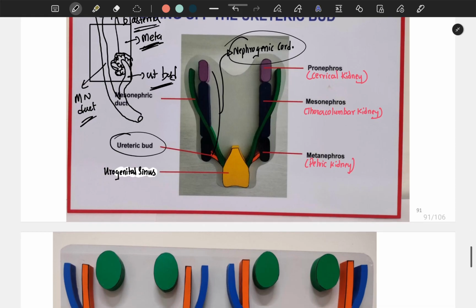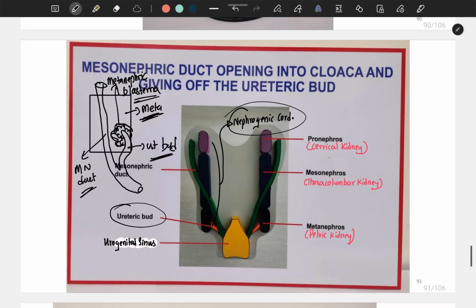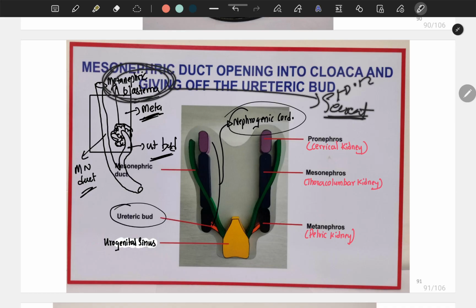Now, the metanephric blastema is the secretory part. The secretory part gives formation of what? Bowman's capsule, PCT, loop of Henle, DCT, all will be derivatives of the metanephric blastema. And it is derived from which duct? The mesonephric duct. So it is derived from mesoderm, that is mesonephros.